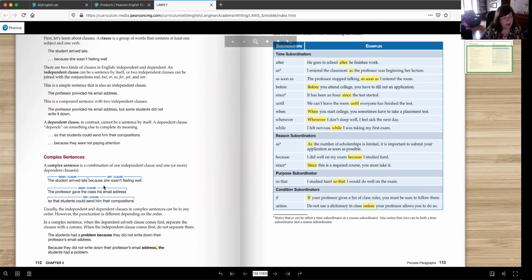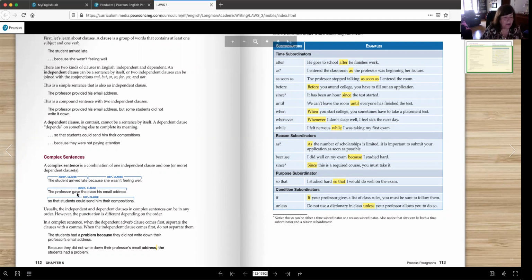But look at the next part. Because she wasn't feeling well. That cannot be a sentence by itself. Because she wasn't feeling well. We need other words to make this make sense. When we put them together, the student arrived late because she wasn't feeling well. Now we do have a complete sentence, and this is called a complex sentence. It has one independent clause. This particular sentence has one dependent clause, okay? Could have more.